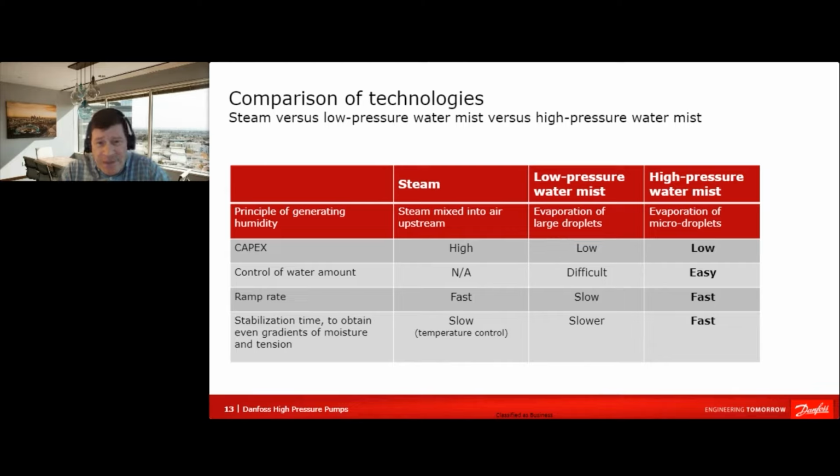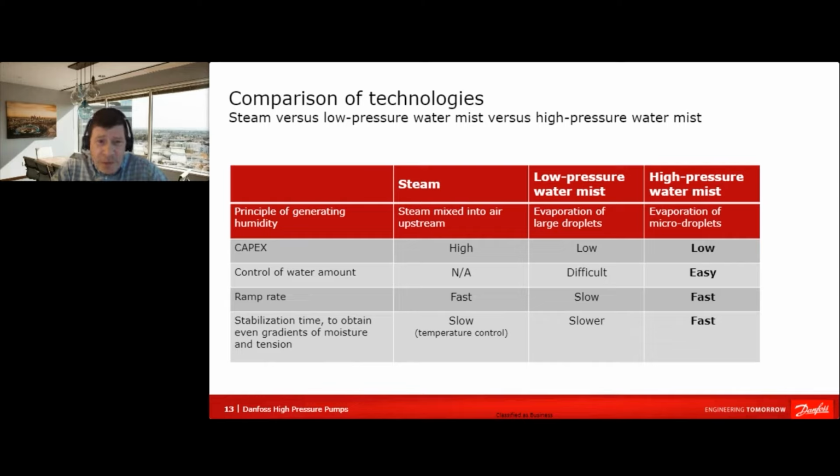Control of water amount in steam, it's not so easy to control, because you are not controlling the amount of the water, you are controlling the steam level. Low pressure systems, it's difficult to control, because you have to spray a lot of water to reach some results. If we compare for high pressure system, you always know how much water you are spraying out. So basically you can even calculate beforehand how much you need to spray.